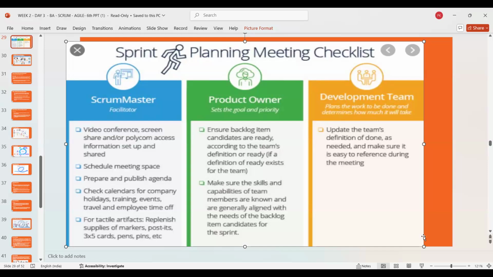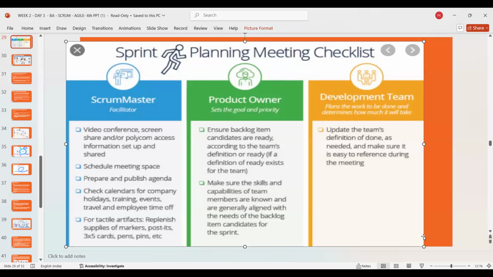Anyone has any doubt in this? Let me know. Please read out once and tell me. No, so everyone is okay. Everyone has understood. Great. Let us go ahead then. Guys, go to the second point. Product owner, who would like to read the content?